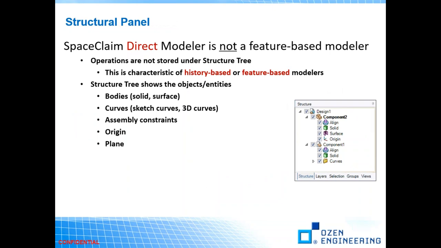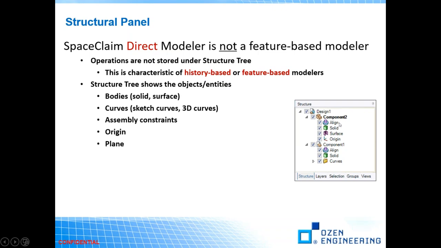Spaceclaim is called a direct modeler. Why is that? Because it works directly on the geometry without any feature-based modeler. So it's unlike other typical CAD software: you don't really save the process. You don't have a history or hierarchy of what you did. You will not see that I did an extrusion and then made a hole and then did mirroring. Whatever you are doing as a history is not recorded.